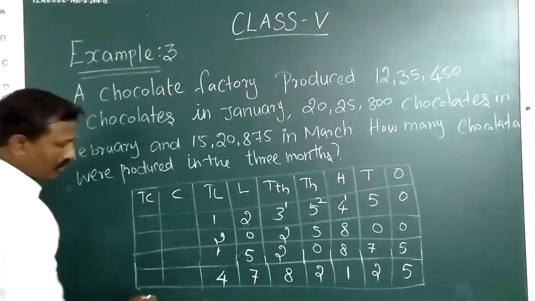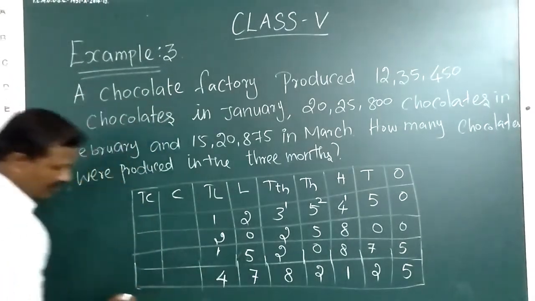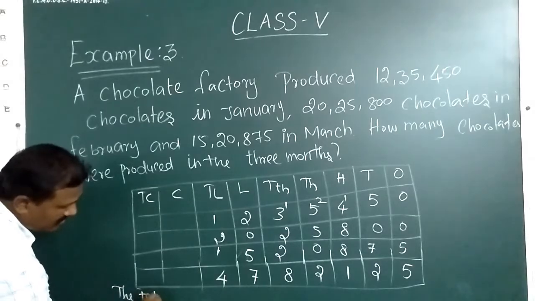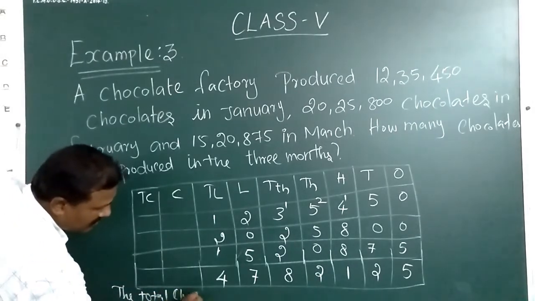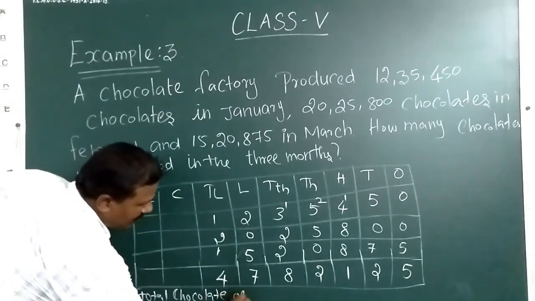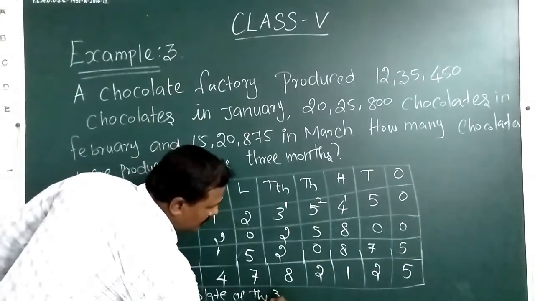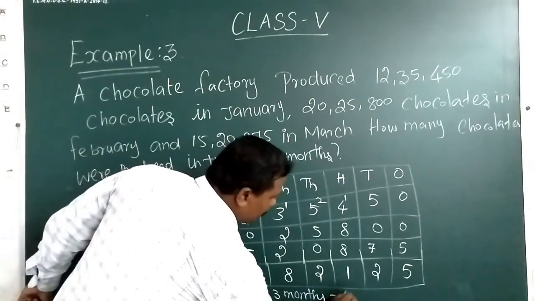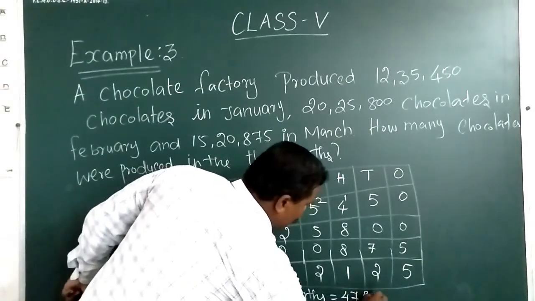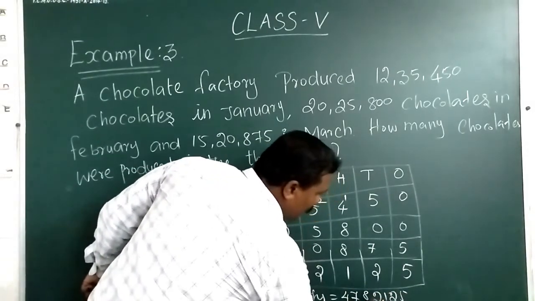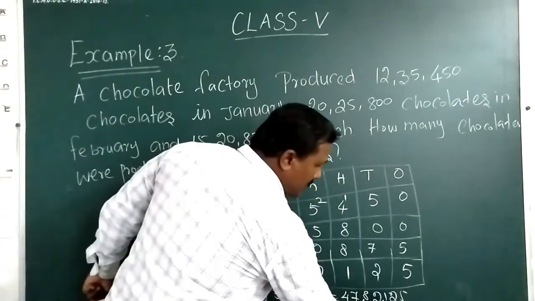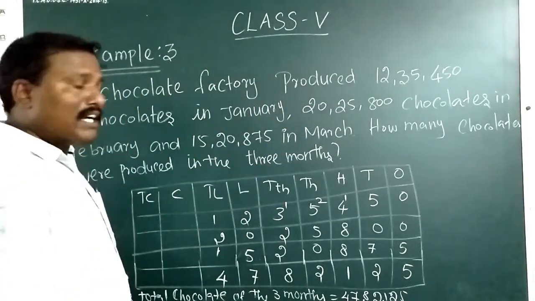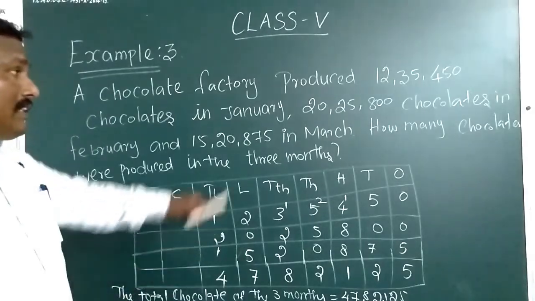So the total chocolates, we have to write the answer. The total chocolates of the 3 months is 4782125. Put commas as per the Indian place value: ones, tens, 100, 1000, 10,000, lakh, 10 lakh. So 47 lakhs 82,125 is the total chocolates of the 3 months.